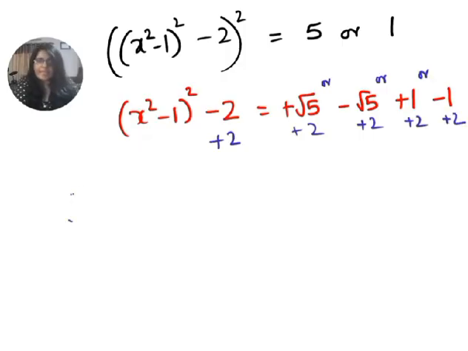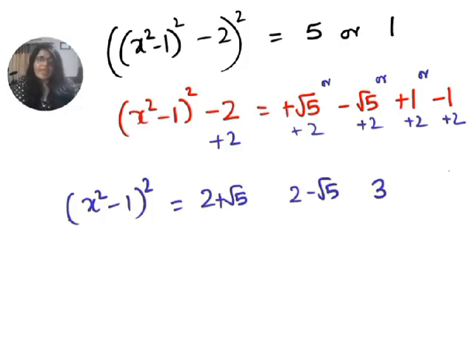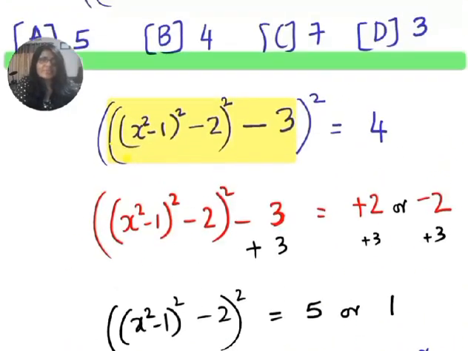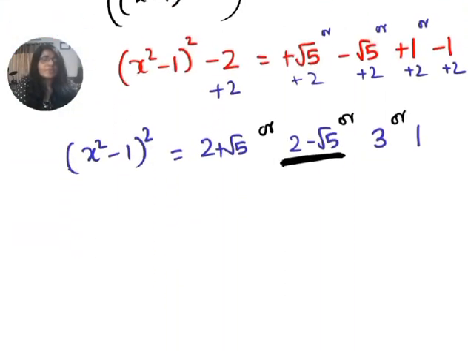So you'll end up with (x² - 1)² will be equal to 2 plus root 5, 2 minus root 5, plus 3 and also plus 1. Oh no, there is a problem here. Can you find out the problem? Out of these 4 possibilities, this is a troublemaker. Do you know why? Because the question clearly says we need real roots only. We need only real solutions.